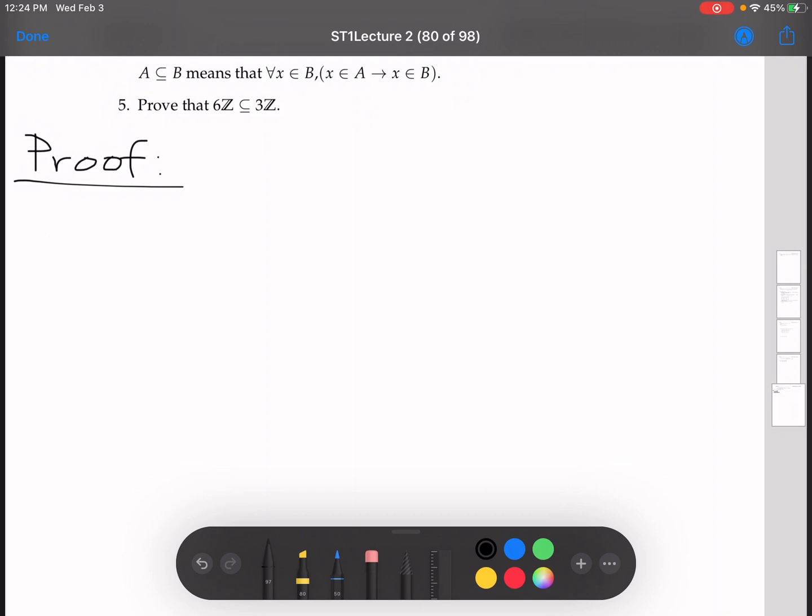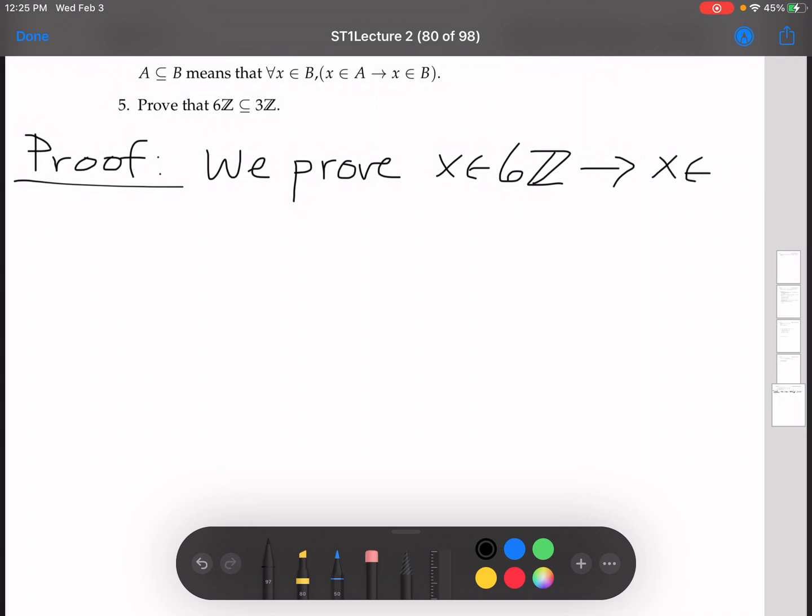All right, so to prove this, what we have to realize is that the definition of subset is really a conditional statement. So let's tell the reader that's what we're going to do. We prove x in 6Z implies x is in 3Z.